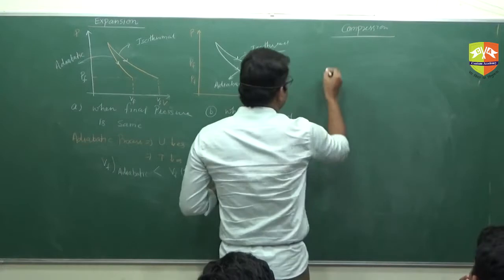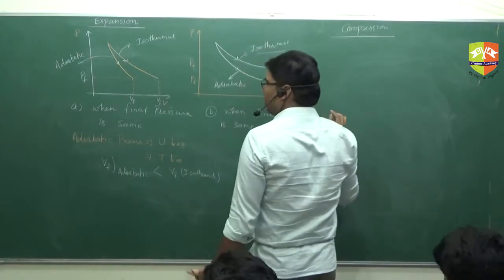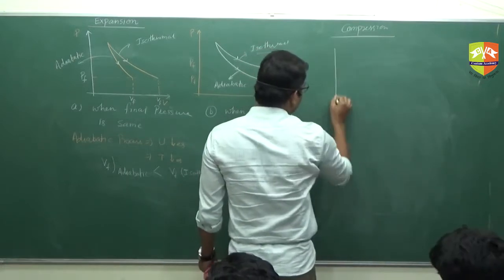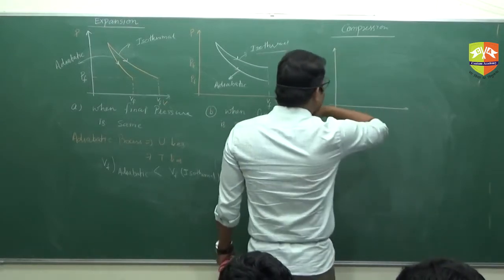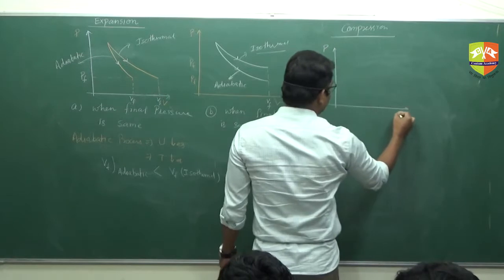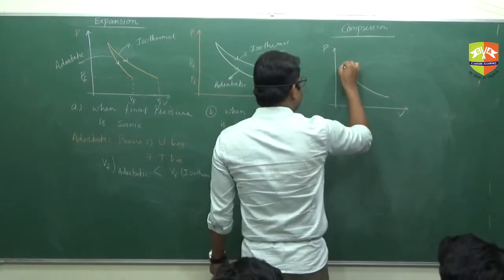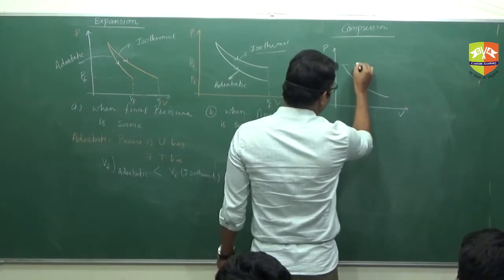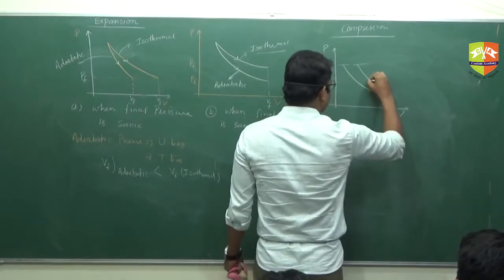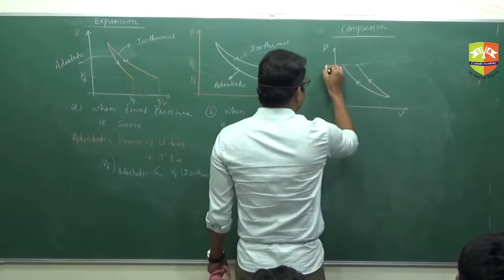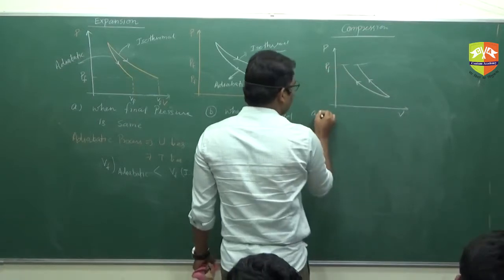Again, we have two cases here. When same volume, final volume and same final pressure. So two graphs I am drawing here. This is P, this is V. Final pressure is same. This is PF, case 1.